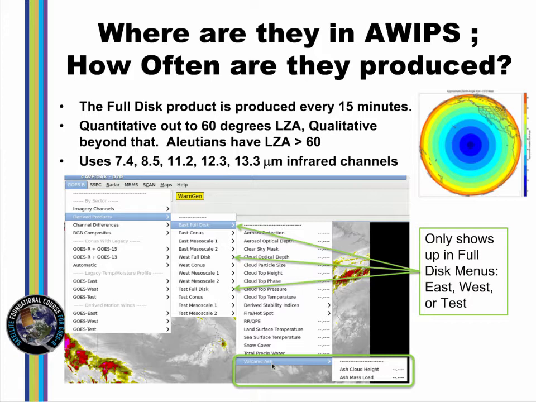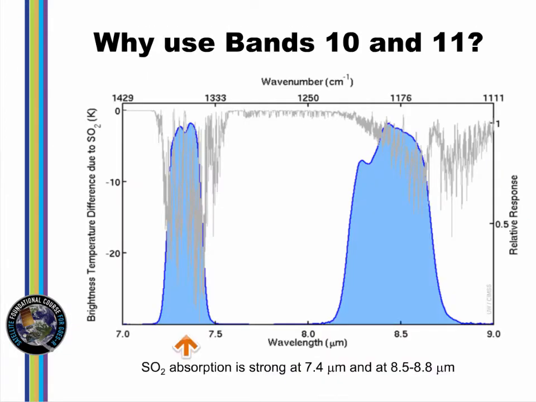Product computation requires ABI bands 10, 11, 14, 15, and 16, which have the wavelengths noted on the slide: 7.4, 8.5, 11.2, 12.3, and 13.3 microns. Bands 10 and 11, the low-level water vapor band and the SO2 band, are used because they sense radiation that is absorbed by sulfur dioxide, a common discharge from volcanoes.